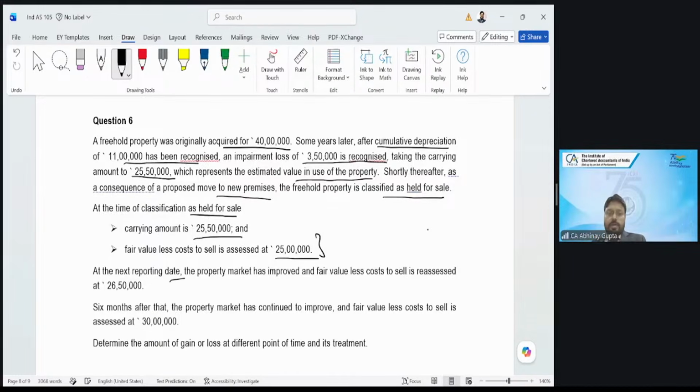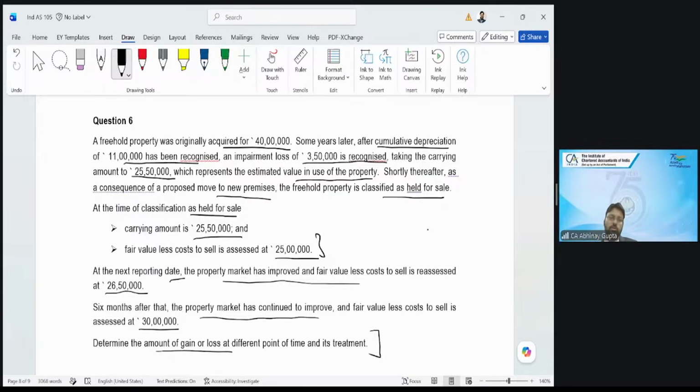At the next reporting date, the property market has improved and fair value less cost to sell is reassessed at 2650. 6 months after, the property market has continued to improve and the fair value less cost to sell is assessed at 30 lakhs. Determine the amount of the gain or loss on different reporting dates or different points in time and tell us the accounting treatment.